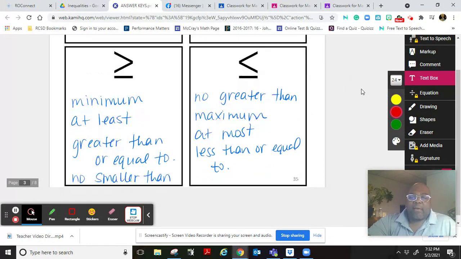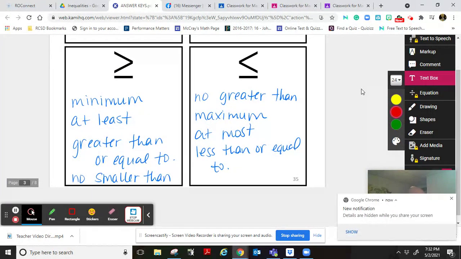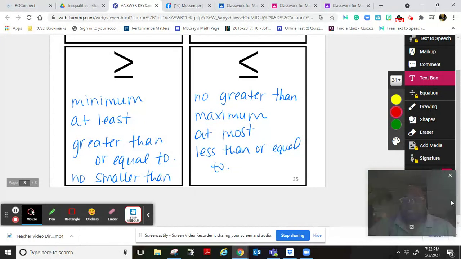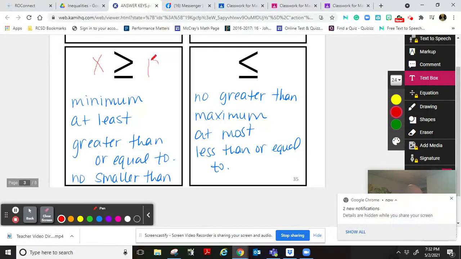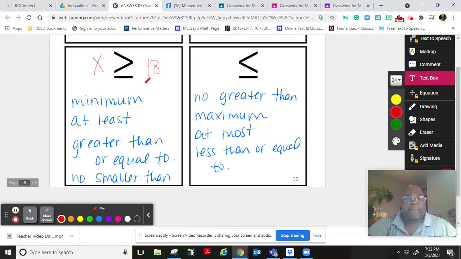Now we get into something interesting. Now we have greater than and equal to. Let's see what that might look like. Let me use my son's example. We're looking for a number that's greater than or equal to 18. So what are some numbers that are greater than or equal to 18? Well, 18 would fall into that. What about 28? Yep. What about 108? Absolutely.